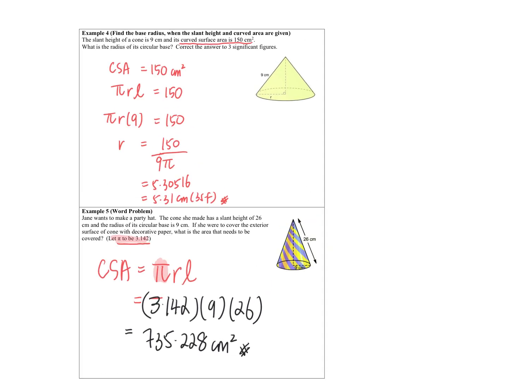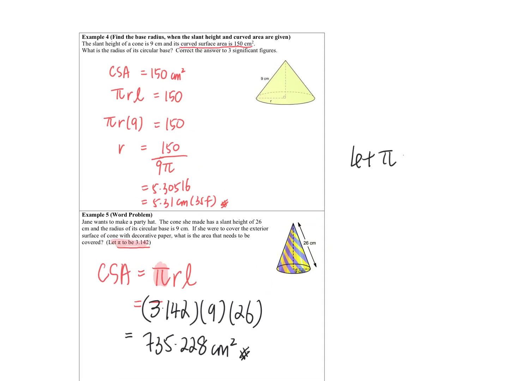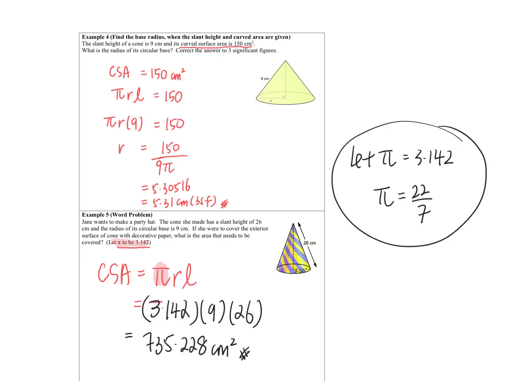So when they say let pi be 3.142, or let pi be 22/7, when you see this, you give me the answer in exact. Don't round off. Because if you use this, you will get a fractional answer. If you use this, you will get a decimal answer. No need to round off. The answer is exact.